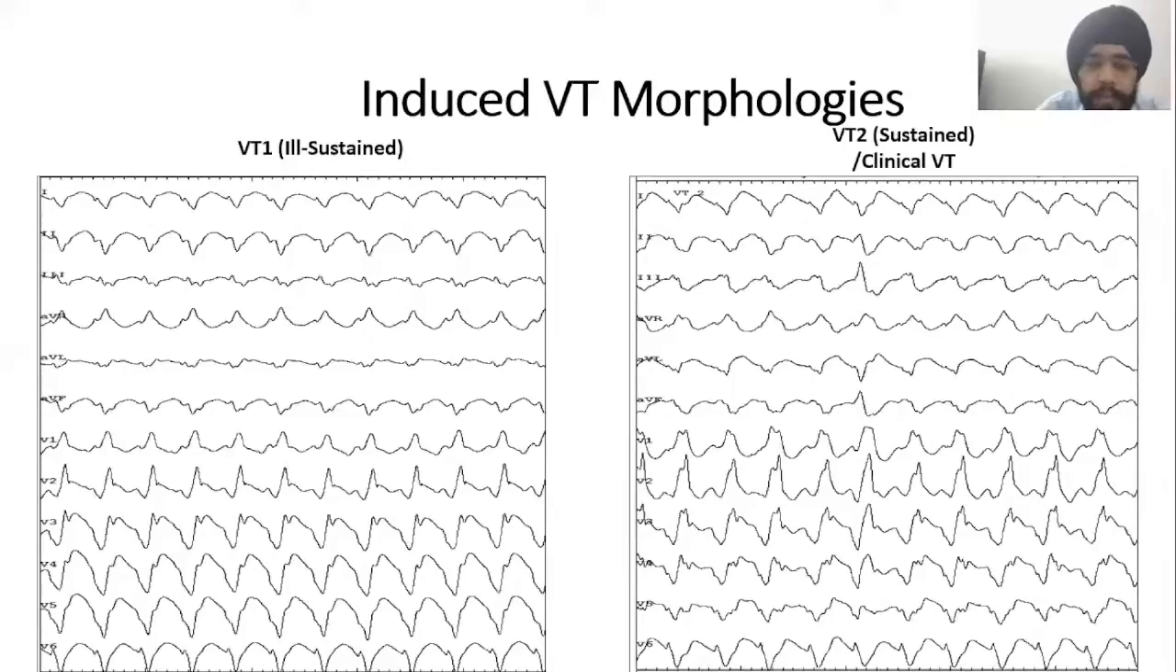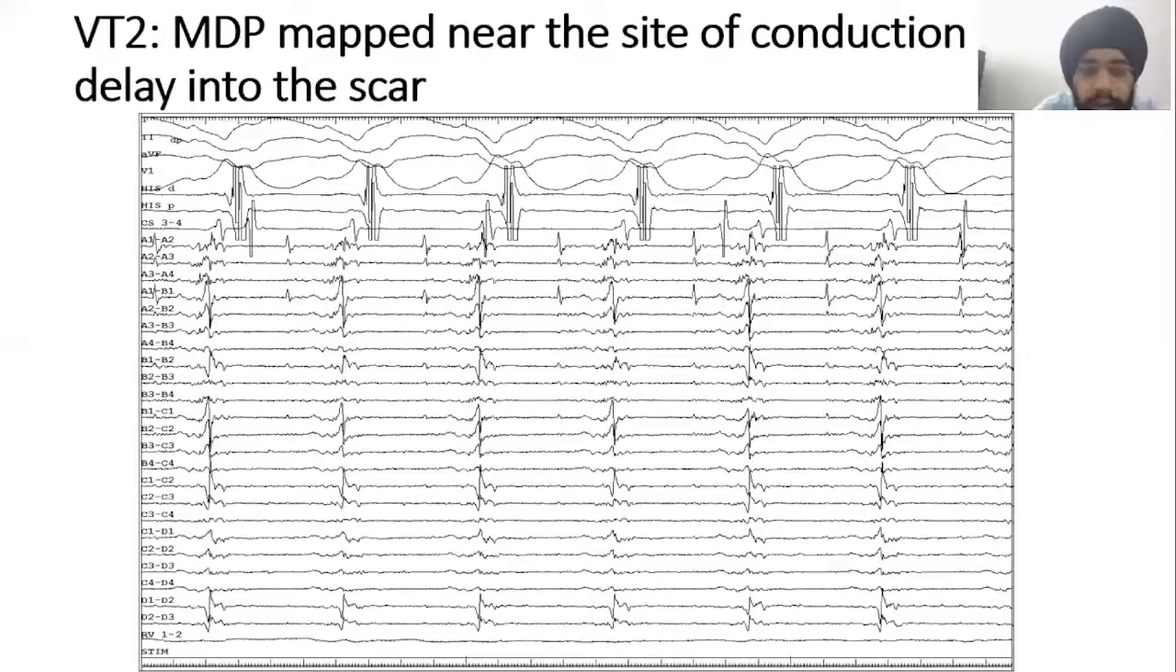Subsequently, after making the map, we decided to induce VT. We could induce two VTs, VT1 being the non-sustained one and VT2 being the clinical VT and the sustained one. Both were quite similar to each other except the QRS transition. VT1 had a more apical exit as compared to VT2. On activation mapping of VT2, we came across this zone which was near the conduction delay into the scar. This zone had mid-diastolic potentials in the A spline as marked. So we decided to entrain this area.